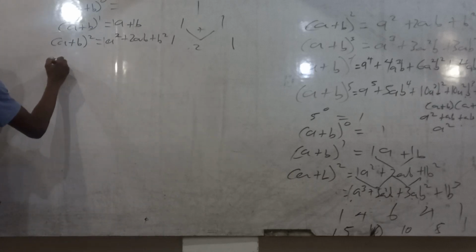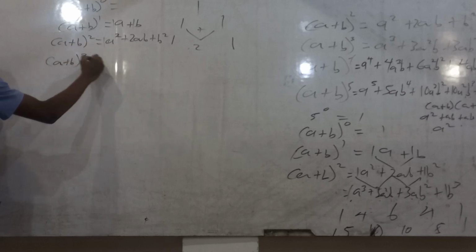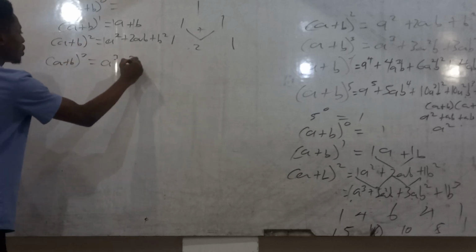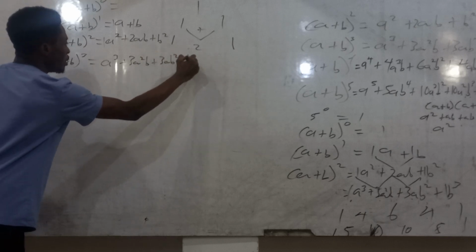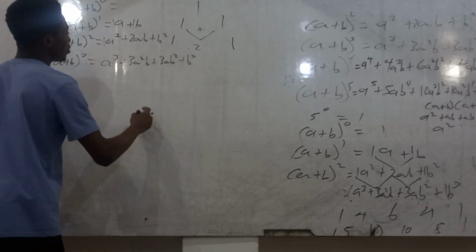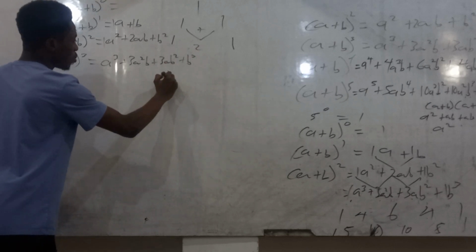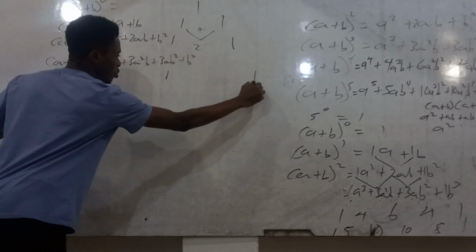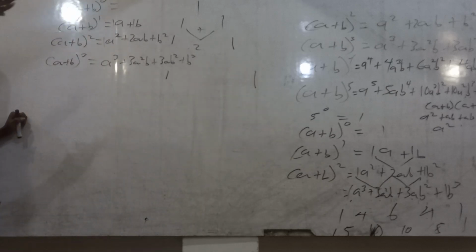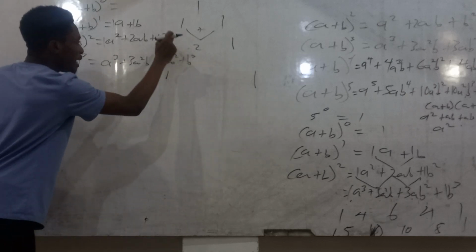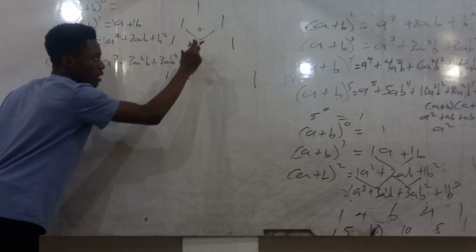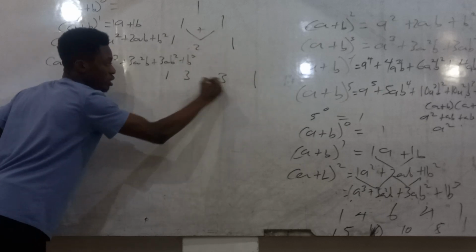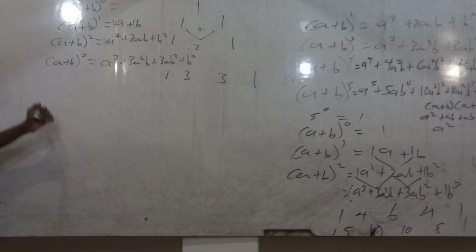So when you have (a plus b) to the power 3, it becomes a cubed plus 3a squared b plus 3ab squared plus b cubed. The number of terms will become 4 because it is 3 plus 1. The middle terms come from adding the numbers above: 1 plus 2 is 3, 2 plus 1 is 3. So that's how the triangle goes.